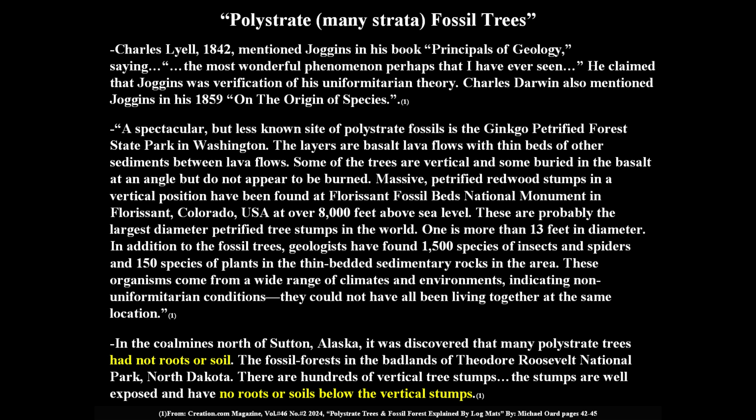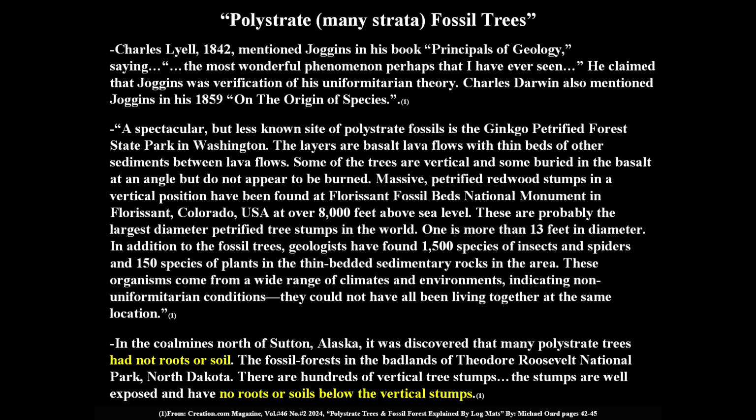But going on to that last paragraph, it says, in the coal mines north of Sutton, Alaska, it was discovered that many polystrate trees had no roots or soil. Notice that. Had no roots or soil. So those trees, I believe, were carried and dumped there during the flood. The fossil forest in the Badlands of Theodore Roosevelt National Park, North Dakota, has hundreds of vertical tree stumps. The stumps are well exposed and have no roots or soils below the vertical stumps. Again, those trees were carried and dumped at that location. They did not grow where they were.